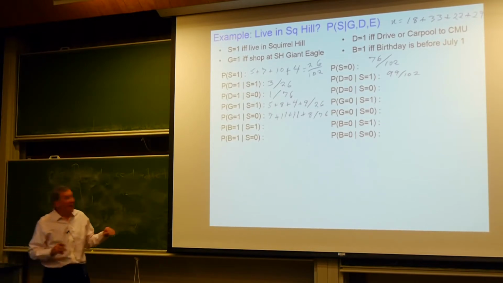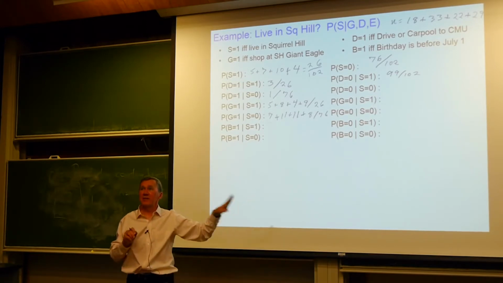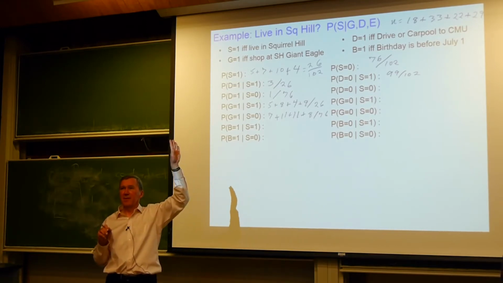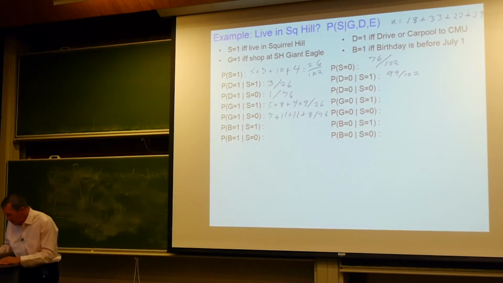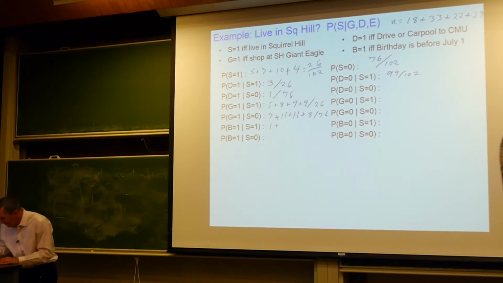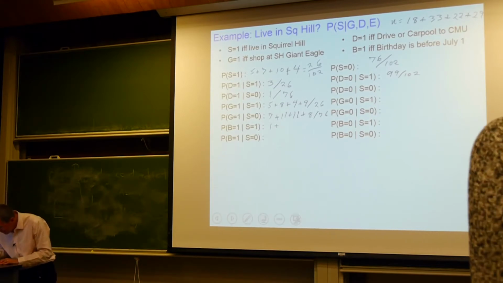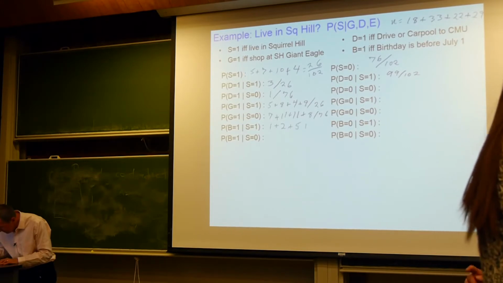Okay, and finally, if you live in Squirrel Hill and your birthday is before July 1st, raise your hand. 1. 4. 2. 5. 2.